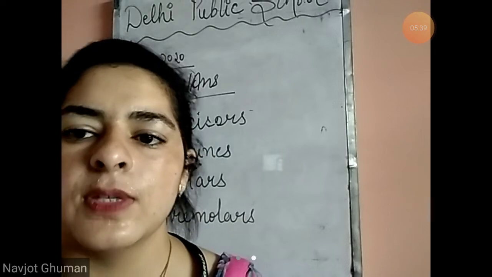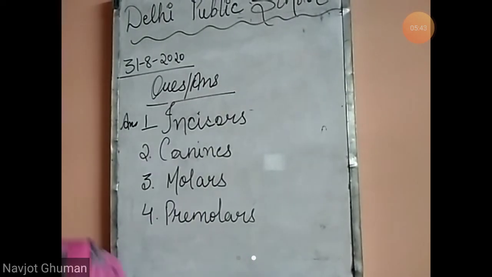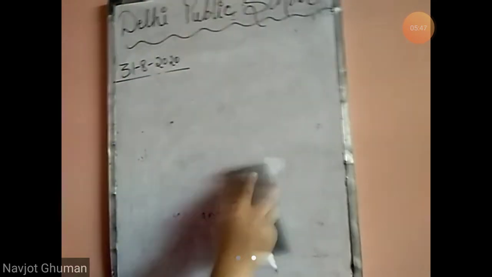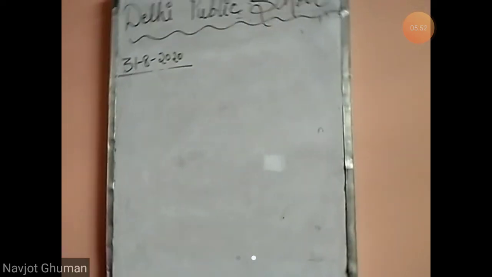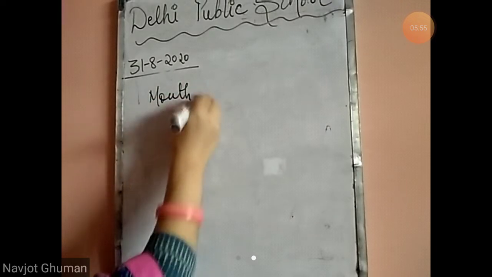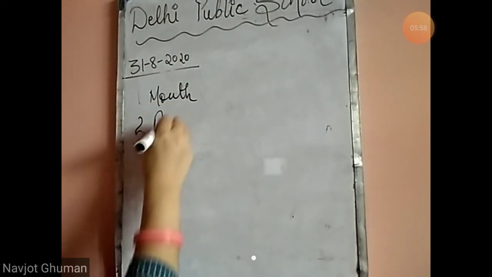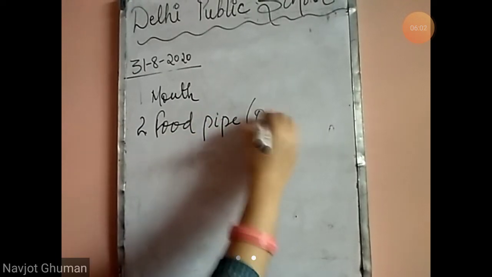as digestion starts from the mouth. First part is mouth, then our food pipe. Food pipe is also called the esophagus. First part is mouth, then food goes in the food pipe. It is also called the esophagus.